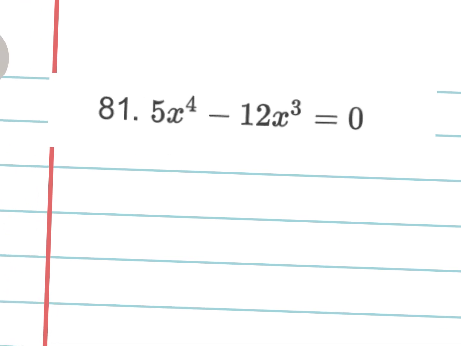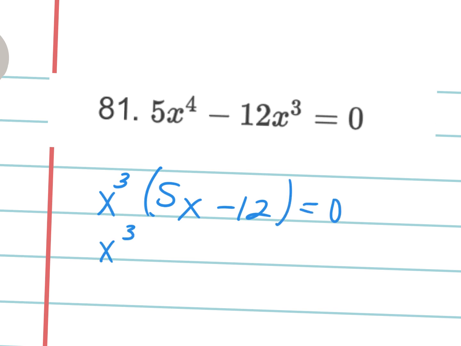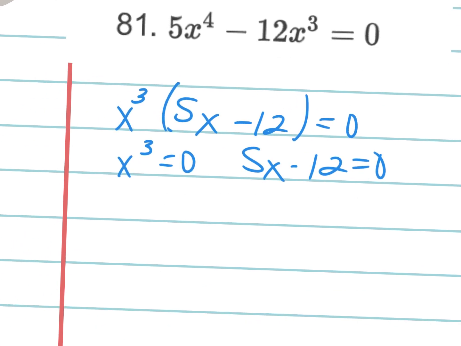So if we look at number 81, the first thing we're going to do is factor out the GCF. So they both have an x cubed in common. So we're going to factor that out, and that leaves us with 5x minus 12 equals 0. We set each piece equal to 0, and we get x cubed equals 0, 5x minus 12 equals 0. Well, take the cube root of each side. The cube root of 0 is just 0. Again, this is multiplicity. You have 0 3 times. We'll talk about that later.